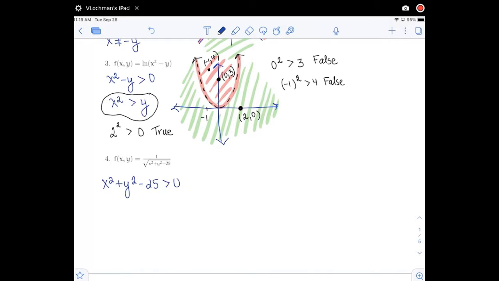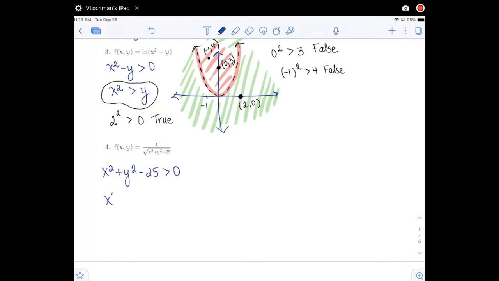Okay, here we have two things to be concerned about: division by 0 and the radical, right? The square root. Okay, so to make sure that we have real-valued numbers, we're not dealing with complex values, we need to have this expression to be greater than 0. Okay, what does that look like? This is x squared plus y squared greater than 25. Okay, so let's sketch it. x squared plus y squared greater than 25.